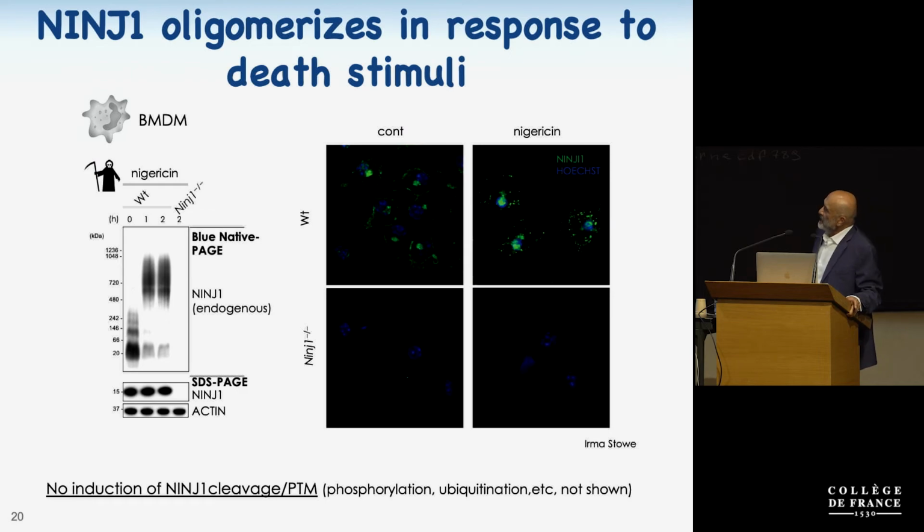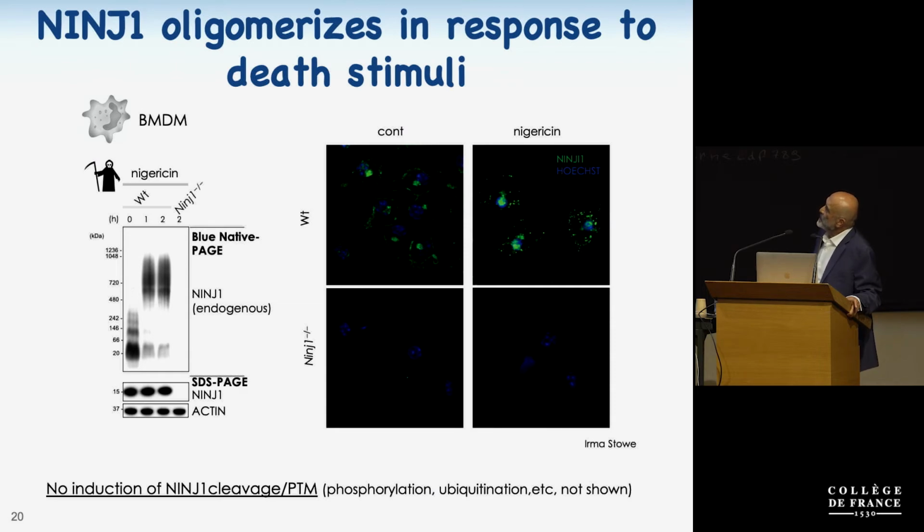Now, what's happening? So we look at NINJ1. This is endogenous NINJ1 at time 0, and then a time course after nigericin, 1 hour, 2 hours. And this is your NINJ1 knockout, where there should be no signal, and there isn't. But you will see that in the absence of any stimulus, NINJ1 is largely monomeric, with a few oligomeric species. But very quickly, within an hour, it's almost entirely polymeric.